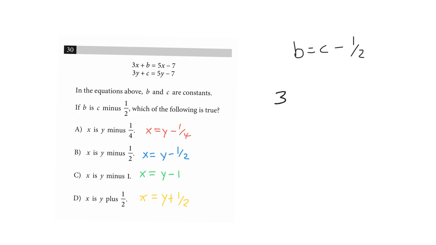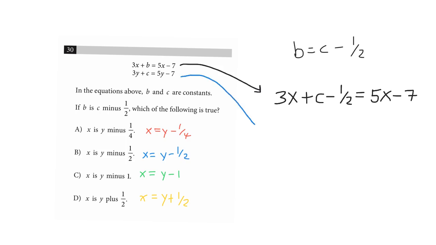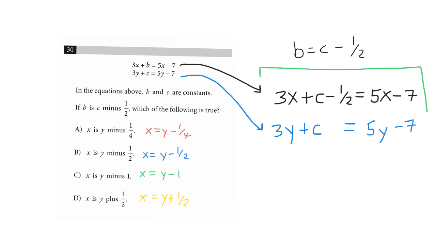So basically, I'm going to write the top equation, which is 3x. But instead of writing b, I'm going to write c minus 1/2. And that equals 5x minus 7. Now I'm going to write the bottom equation, but I'm not going to change anything about it. I want it to feature that c right there, because I'm setting things up so that I could do elimination. All right? So that bottom equation is 3y plus c equals 5y minus 7.